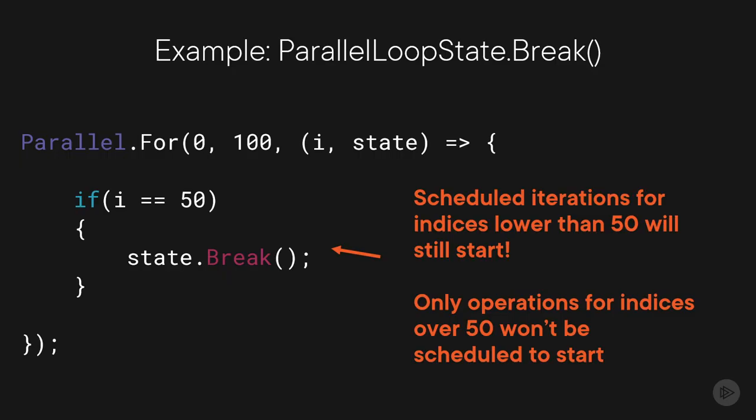Let's assume that you have 100 elements to process in parallel. If you request to break at the index 50, that means all the iterations with a lower index than 50 should still run even if they have not yet started. Anything above the index 50 will not be started. This is why the lowest break iteration is particularly interesting.